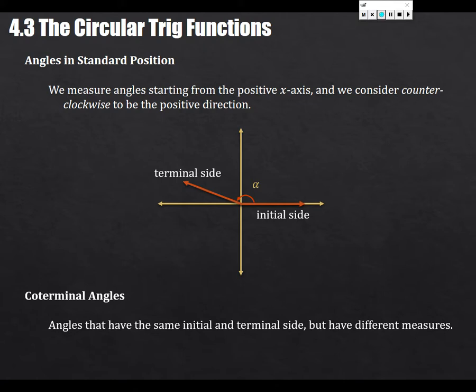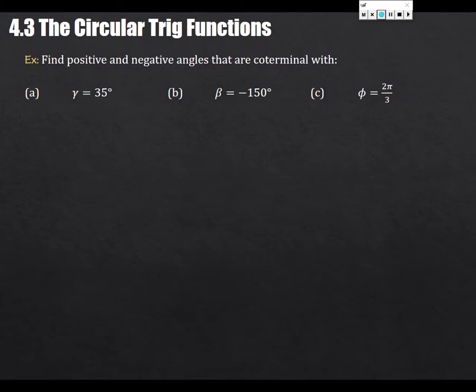Let's find some examples of coterminal angles with the following angles. Bonus points if you know the Greek letters. What's this one? Gamma. Good, gamma and beta. Phi, yeah, or phi. They're both fine. Last one, good job. You do not need to know them necessarily, but it's kind of fun. It makes you sound smart.